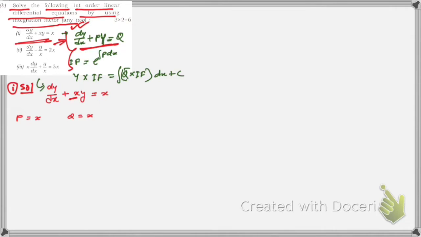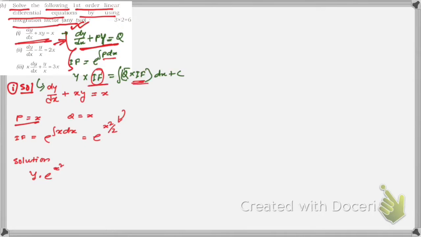Hope you have understood this. Therefore the integrating factor is e to the power integration p dx, that means x dx, since p is x here. If you integrate this, you get x to the power 2 by 2. So the integrating factor is e to the power x square by 2, and this is what we are going to put in the solution.